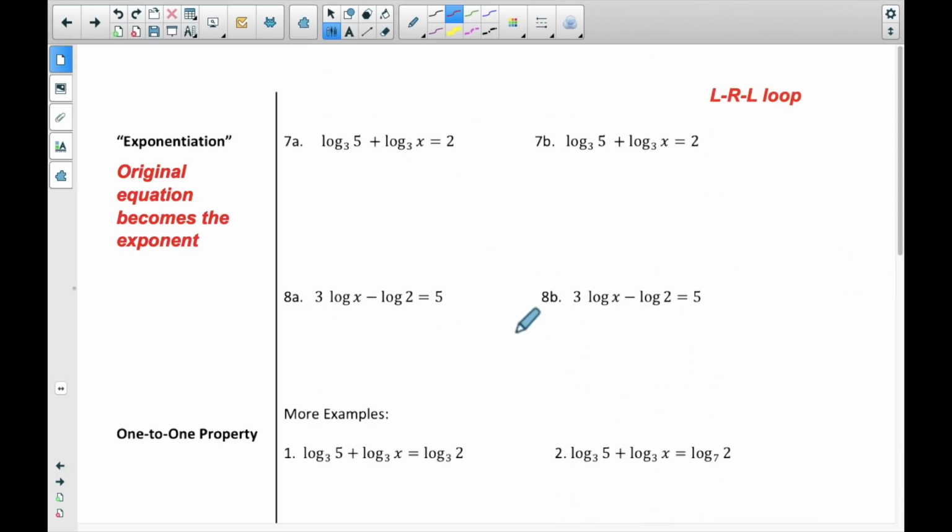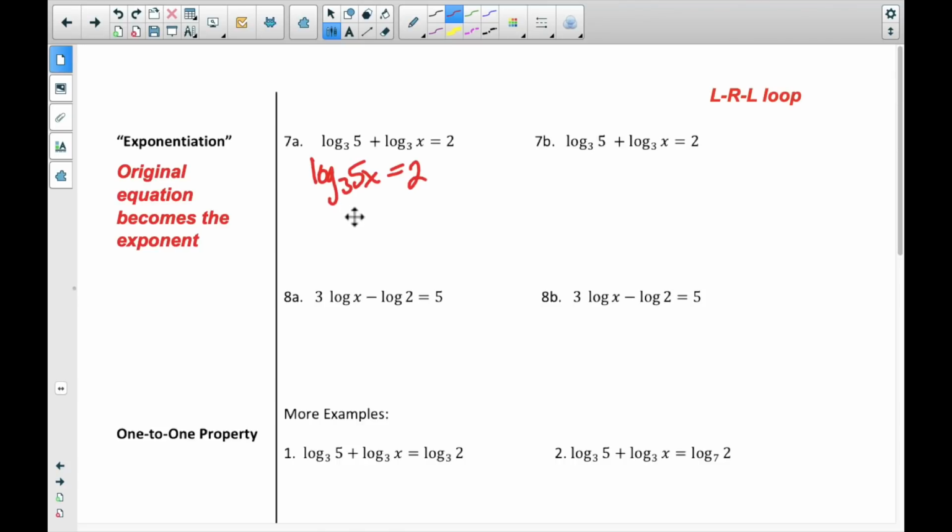Okay, I really like this because I think this is a really cool word. Exponentiation. What it means is we can create exponents. We can make this into an exponent. Before we do that though, I want to combine these, right? This is a plus, so I want to put these together. So I put them together as a multiplication problem.